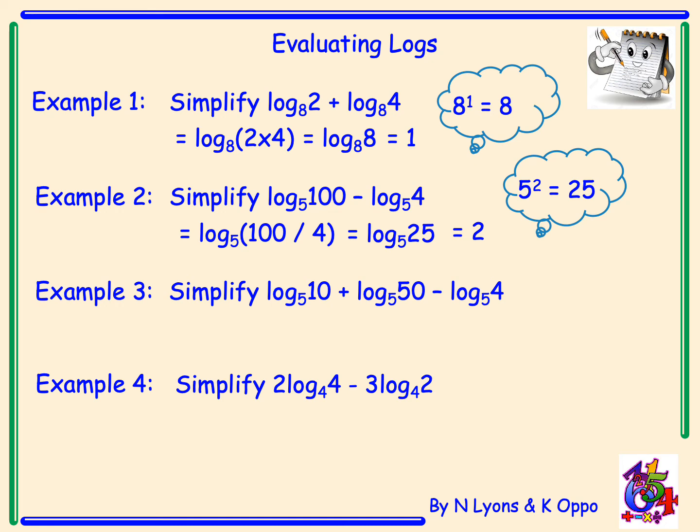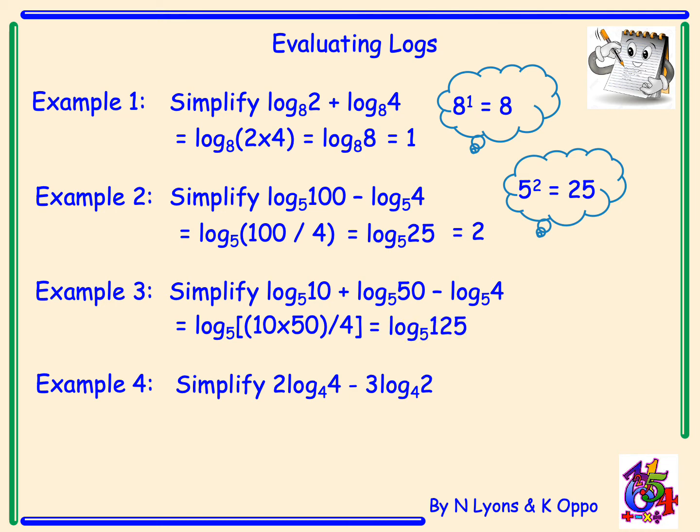Right, example 3. Now it's getting a bit more complicated. I'm adding and subtracting, but I take it step by step. So simplify log 10 to the base 5 plus log 50 to the base 5, subtract log 4 to the base 5. Now they're all the same bases, so I can use my rules of logs. So let's take the first 2 terms, I'm going to add them together. So I'm adding them together, I'm going to get 10 times 5. And subtract the 4, I'm dividing by the 4. So in one big step here, I've got log 50 divided by 4.